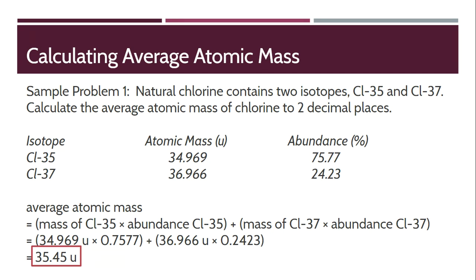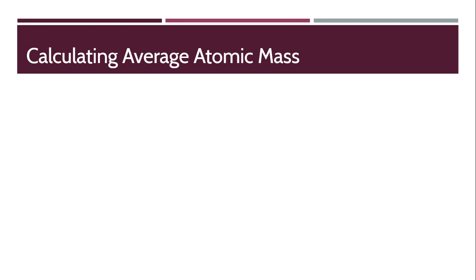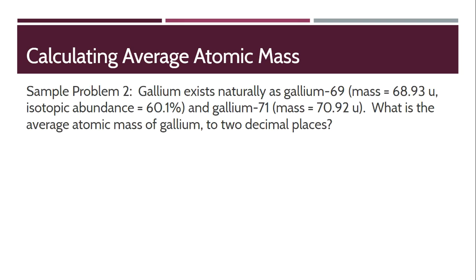And you could check that that is reasonable or incorrect by looking on the periodic table, because under chlorine, that's the number you will find. Next sample problem. Gallium exists naturally as gallium-69 with a mass of 68.93 U and an isotopic abundance of 60.1%, and gallium-71 with a mass of 70.92 U. What is the average atomic mass of gallium to 2 decimal places?